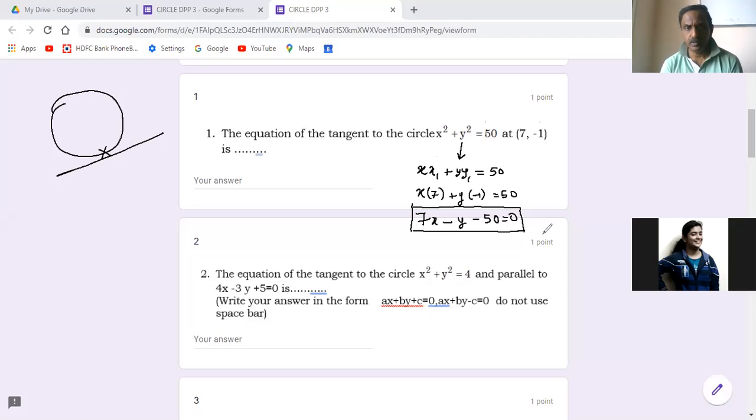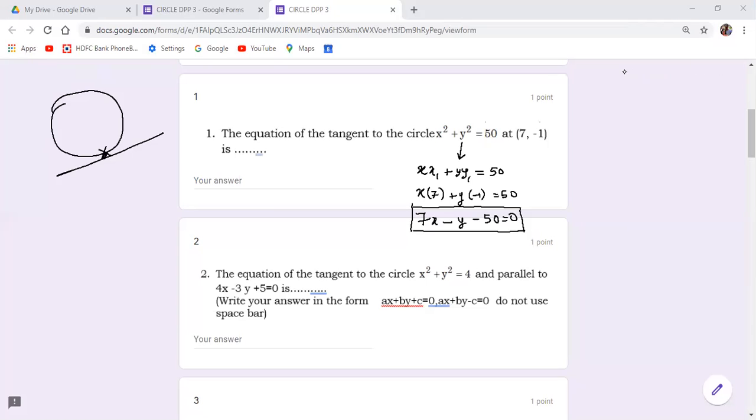Everybody noted? I hope you are looking at your classwork, what you have done. So if the point is on the circle, that is the easiest formula that you can use, and directly you can write your answer. Is it fine with everybody? Yes, sir. Okay. Now we go for question number 2.